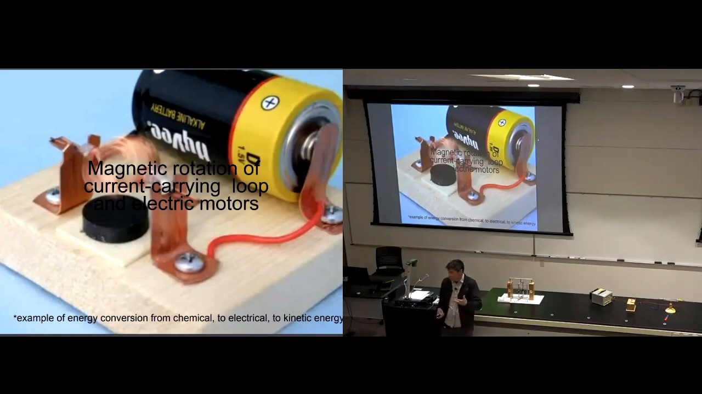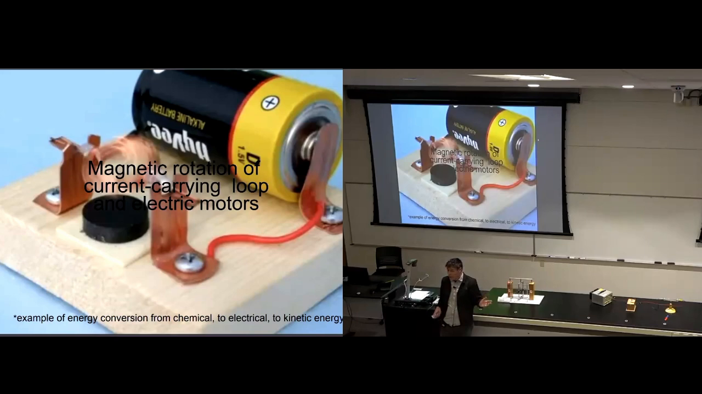Gasoline engines do a similar thing. They take chemical energy, turn it into thermal energy, and turn it into kinetic energy. In this example, this circuit has a battery, chemical energy. We made a circuit, making electrical energy. We're going to turn it into kinetic energy. We're going to rotate this loop of wire. You can see it rotating in this magnetic field here. So this is an example of magnetism applied to energy conversion.